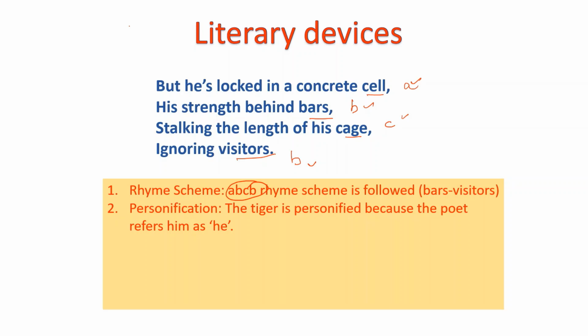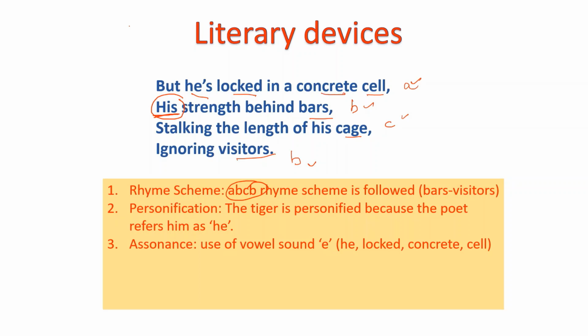Personification में we give a personal pronoun to the tiger. Tiger को it use ना करके pronoun use किया है his, जो कि use करते हैं persons के साथ. So this is personification. The next literary device is assonance. Assonance is repetition of vowel sound. He, locked, concrete, cell. There is repetition of vowel sound E. So because of repetition of vowel sound E, it is assonance.